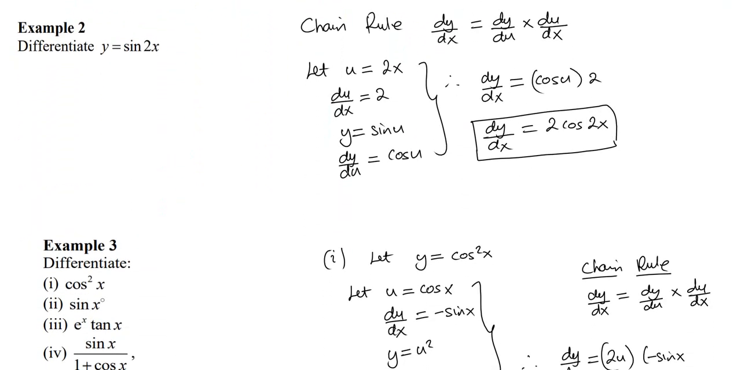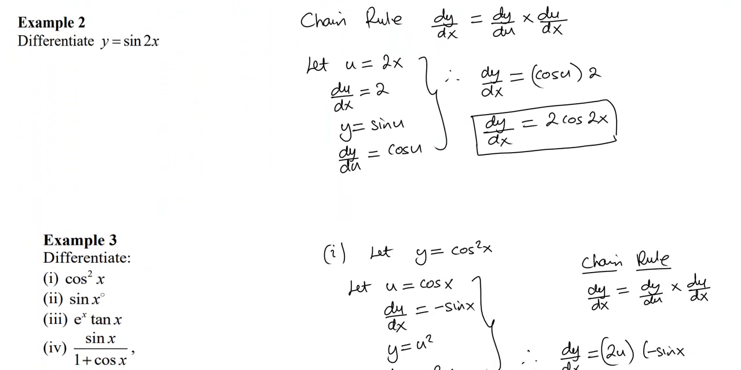Now example 2 is a simple use of, you'd never get something as easy as this, by the way, but it's a simple use of the chain rule. Okay, so it's not sine x, really it's a function of sine, but it's also a function of x, and so you might hear it called a function of a function.